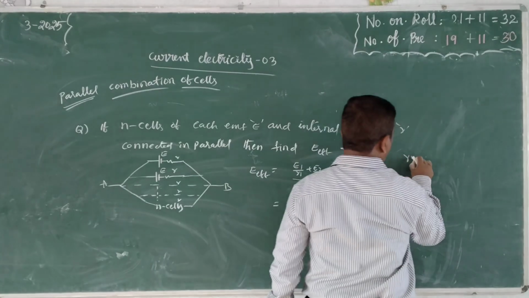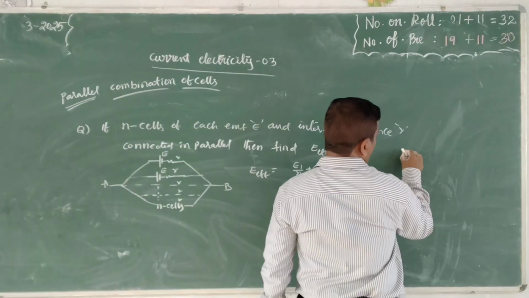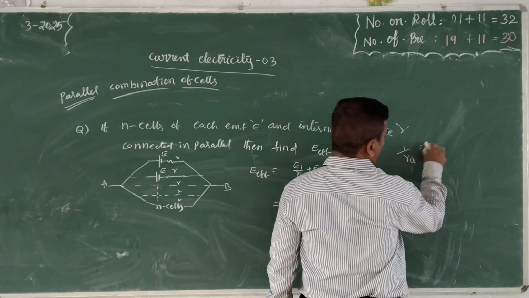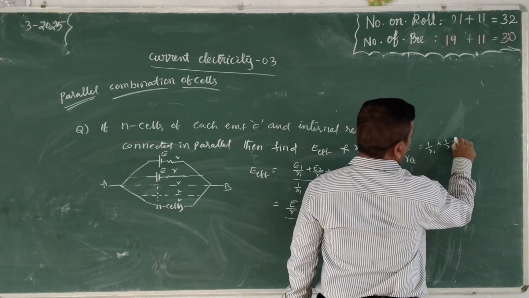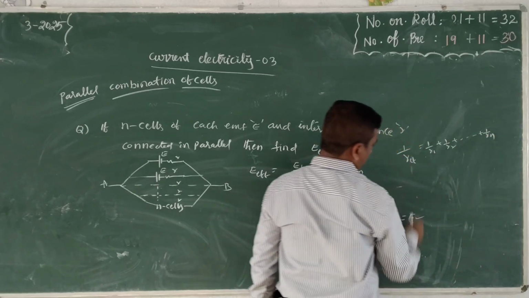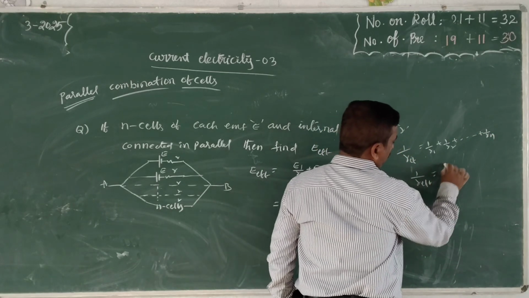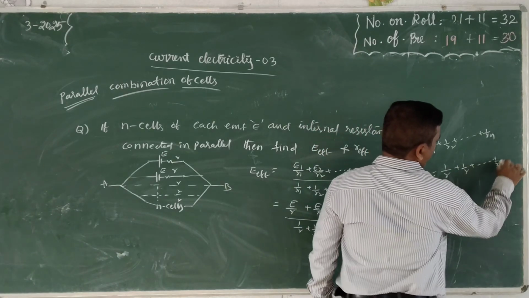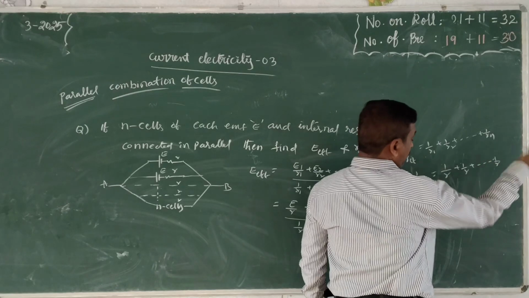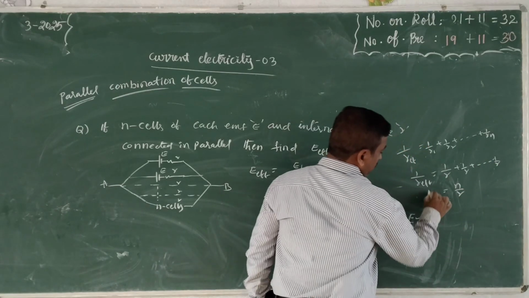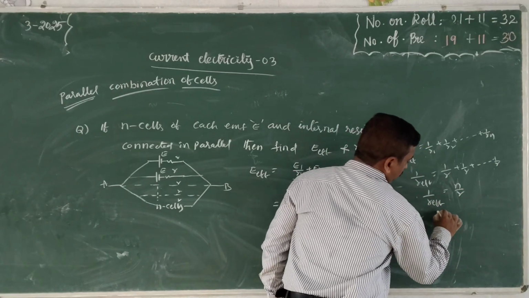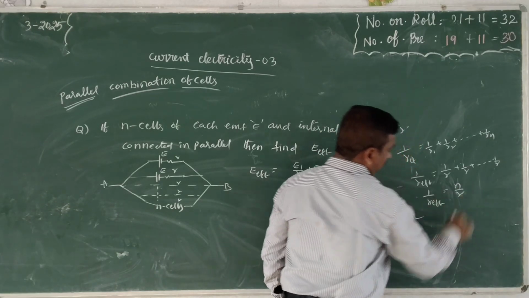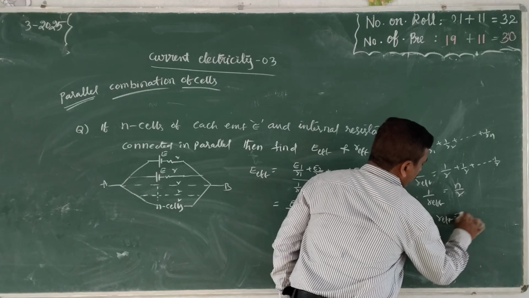Now the net internal resistance. 1 by R effective equals 1/R1 + 1/R2 + ... + 1/Rn. Since the magnitudes are the same, 1/R effective equals 1/R + 1/R + ... N terms, so it is N by R. So R effective equals R by N.